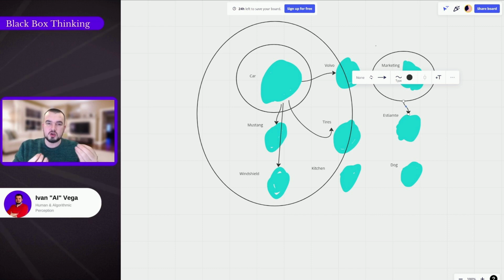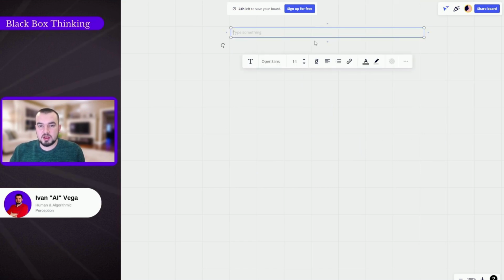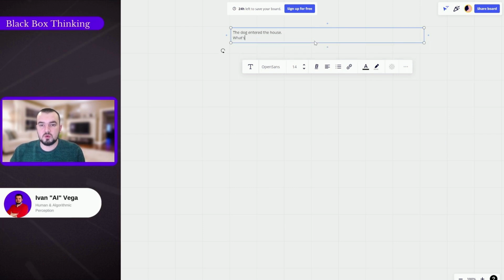There are a ton of words. It weighs the relationship and the connection between the specific words. The second concept that you need to understand is the following: when you enter in a prompt, let's say, the dog entered the house, what's in the house?